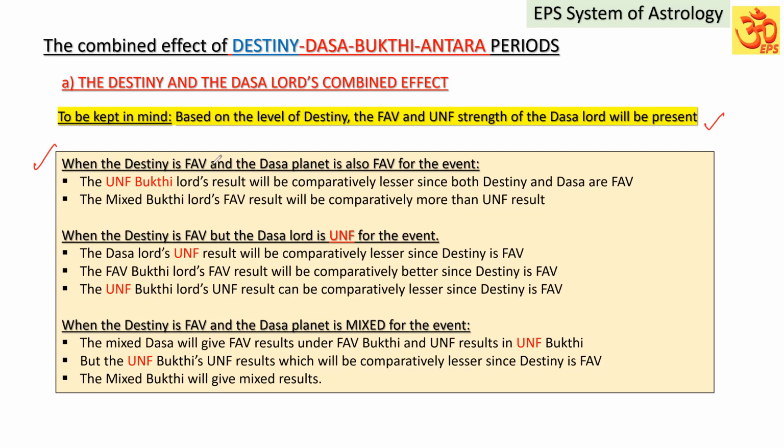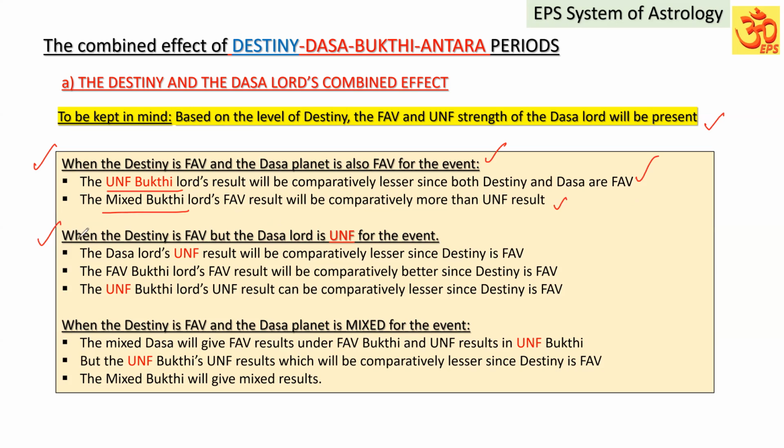First, let us check when destiny is favorable. When the destiny is favorable and the Dasa Lord is also favorable, obviously they are going to give more favorable output. But if an unfavorable Bugdi is running within that, the unfavorable Bugdi Lord's result will be comparatively lesser since both destiny and Dasa are favorable. Suppose Bugdi is mixed. The Bugdi Lord's favorable result will be comparatively more than the unfavorable result of the mixed Bugdi Lord. I think you are able to understand.